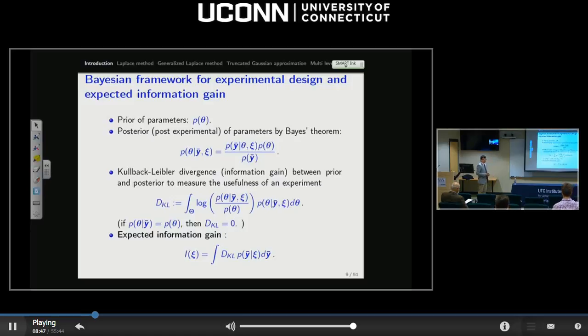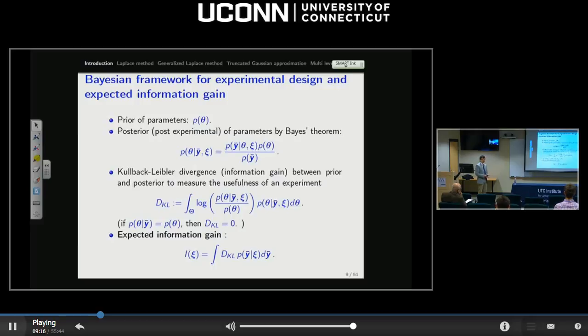To measure how useful the experiment is, we can use the Kullback-Leibler divergence. It is basically an average value of the log ratio between the posterior and the prior. You can see that if the posterior equals the prior, then the ratio equals 1 and the log is 0, and you get no information out of the experimental data.